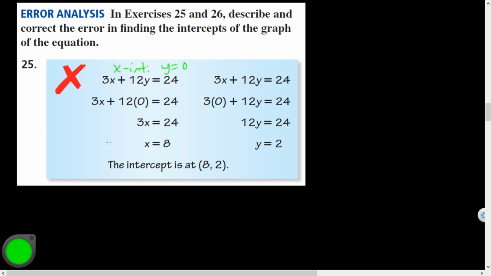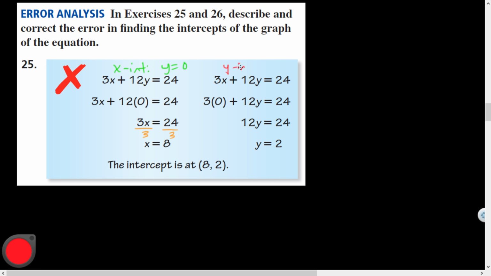How did they get to this? What did they do to both sides to get x by itself? Yeah, divide by 3 on both sides. That looks all good. x equals 8. Good. All right. To find the y-intercept, what did they do?